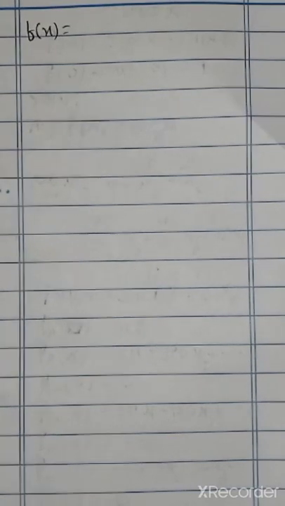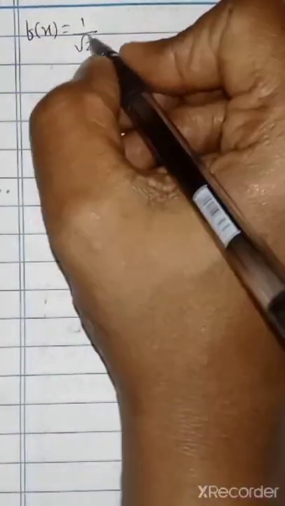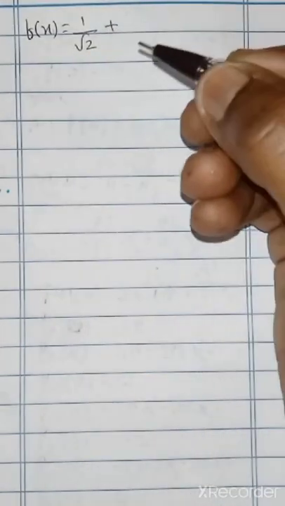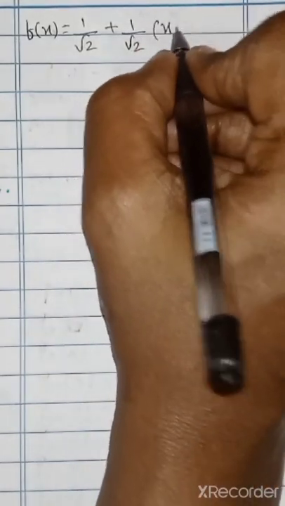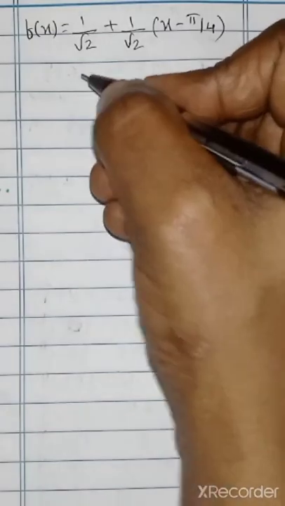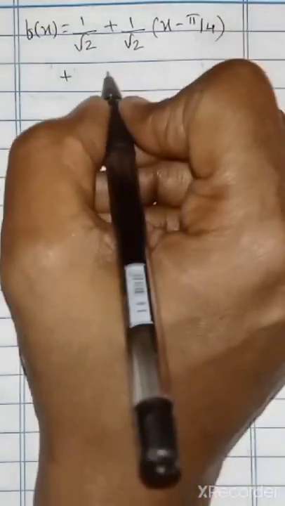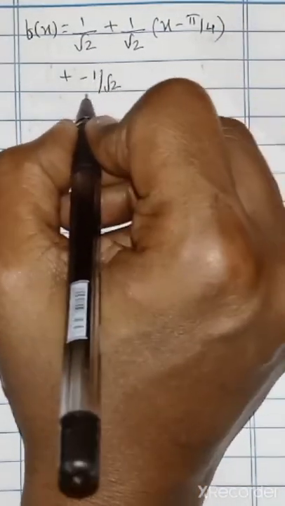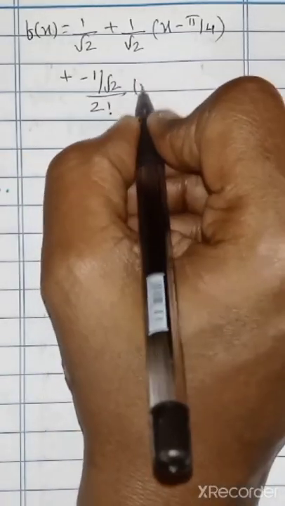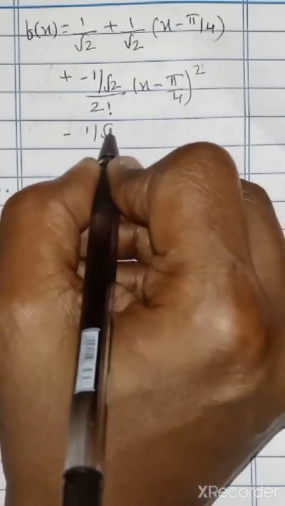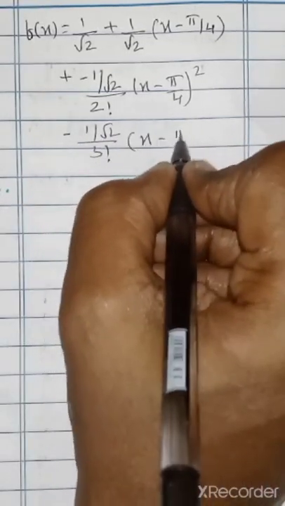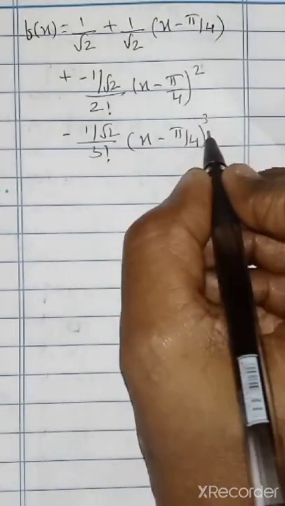So what is your formula? f of x equal to f of a. f of pi by 4 is 1 by root 2, plus f dash of a. f dash of a is 1 by root 2. So 1 by root 2, 1 factorial is 1 only, into x minus pi by 4. Correct? Next, f double dash is minus 1 by root 2, divided by 2 factorial, into x minus pi by 4 the whole square, and the next term is minus 1 by root 2 by 3 factorial, x minus pi by 4 the whole cube, plus etc.